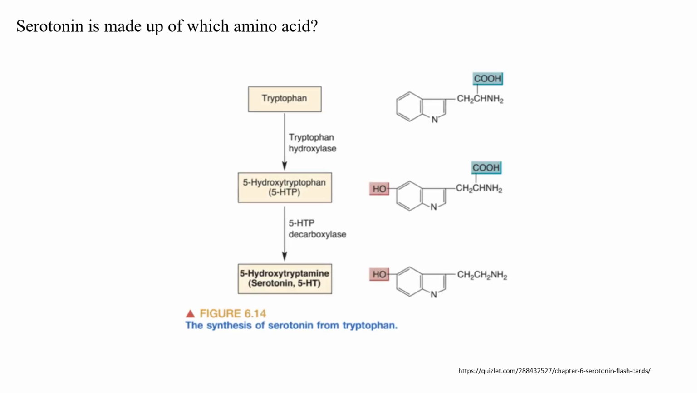Serotonin is made up of which amino acid? Serotonin is made up of tryptophan. The synthesis of serotonin occurs by this pathway. Tryptophan is converted into 5-hydroxytryptophan, that is 5-HTP, by tryptophan hydroxylase. 5-HTP is acted upon by 5-HTP decarboxylase to form 5-hydroxytryptamine, that is serotonin, which is 5-HT.